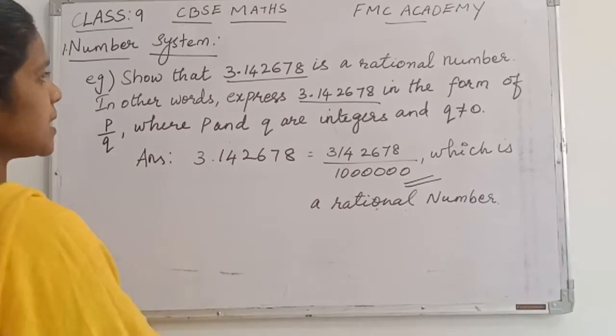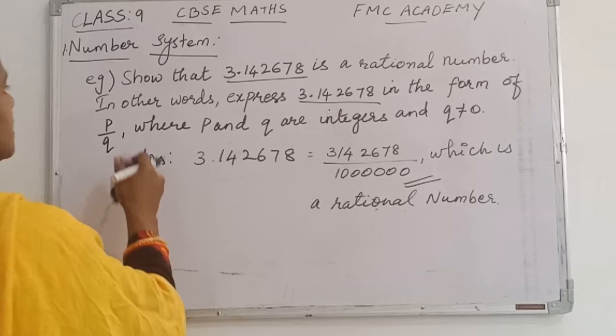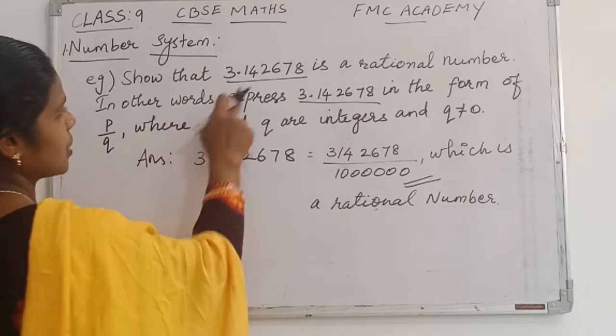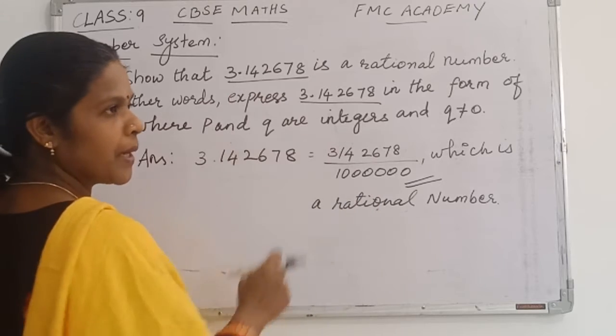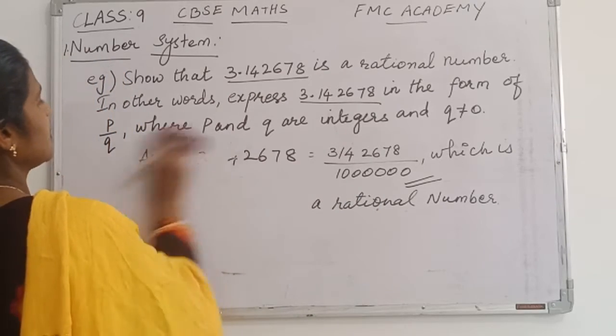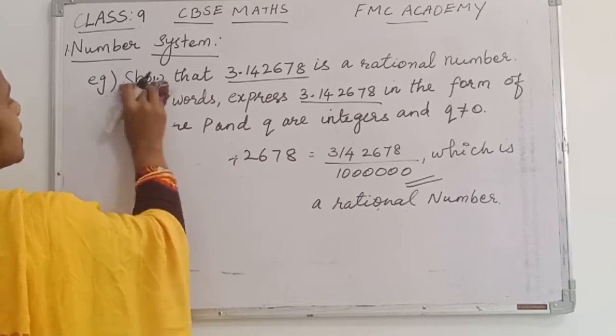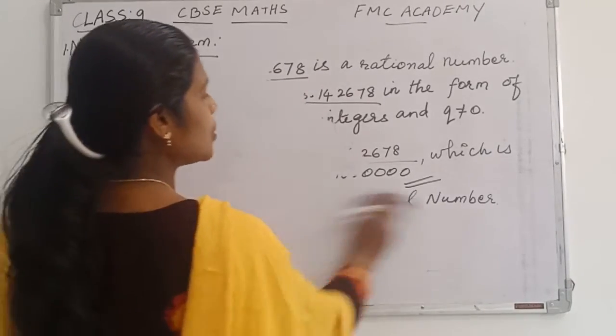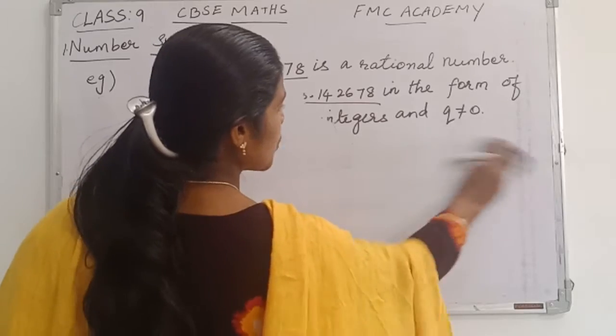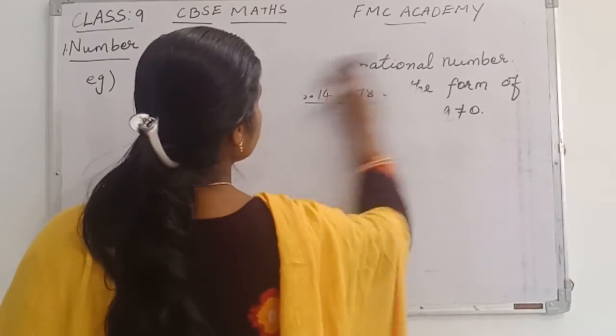Let us move to the second example. Actually in the first one, a terminating decimal was given, and we converted it in the form of p by q. Next one, when a non-terminating and repeating decimal is given, how to convert that in the form of p by q, we are going to see now. So very simple.